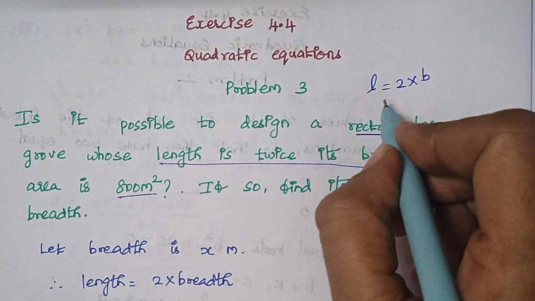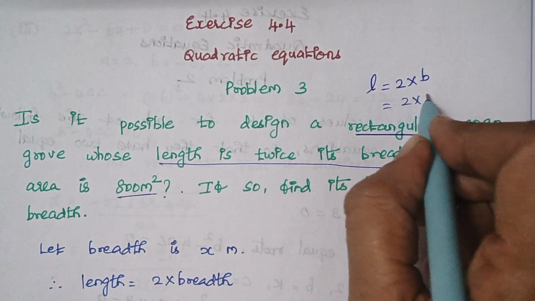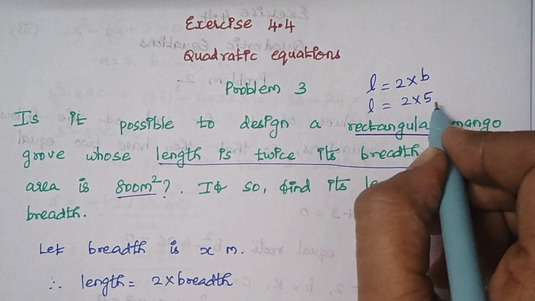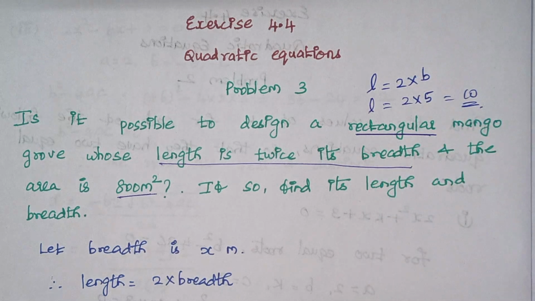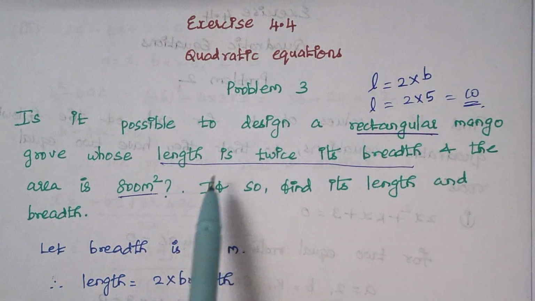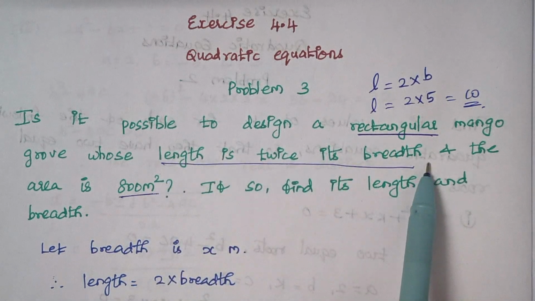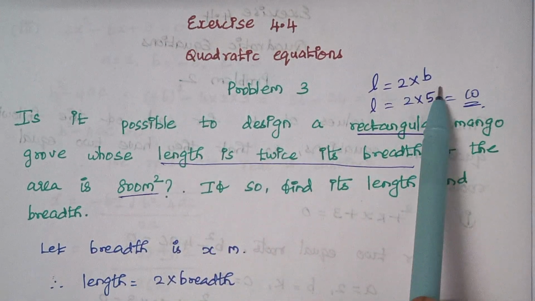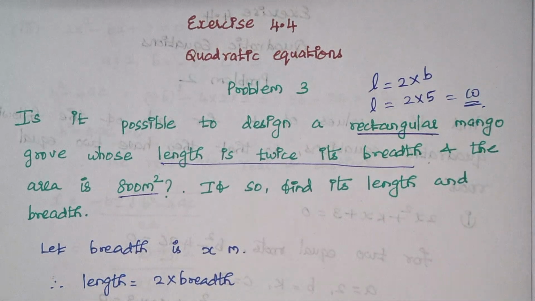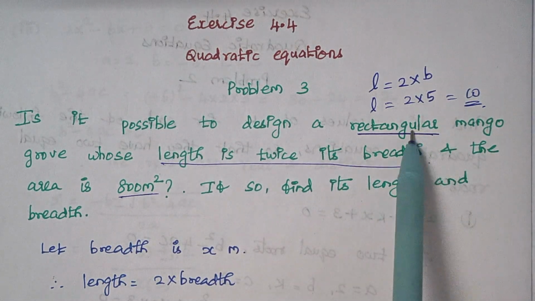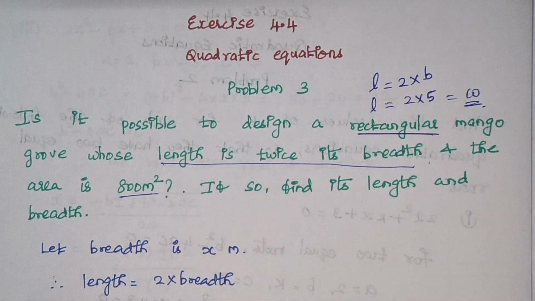For example, if the breadth is 5, then the length is 10. Can you understand? That is the relationship between the length and breadth. Length is twice its breadth. If the breadth is 5, then the value of length is 10. Just for an example, I am telling this. Now we are going to find the original values of length and breadth.